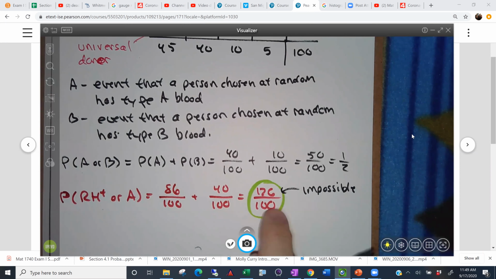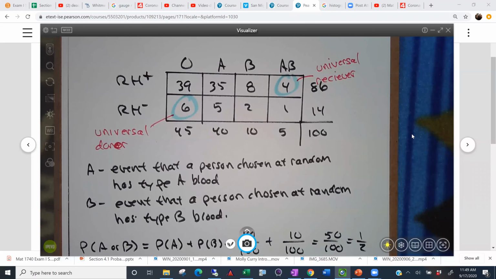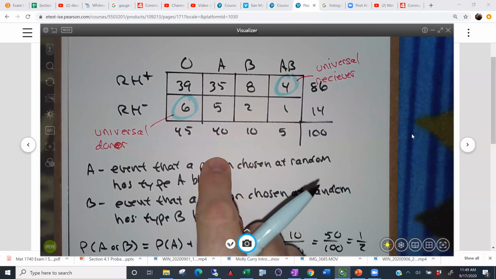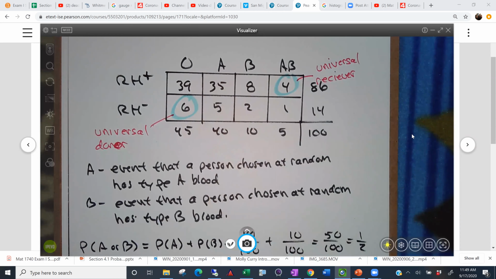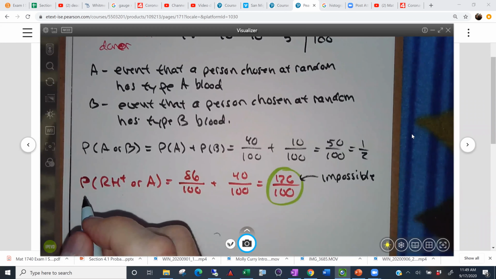So what went wrong here? How come I got something that's impossible? I just redid what I had up here. Because it's double counting. Nice insight. Yeah. Because as we total things up this way and then total things down this way, we double counted where they overlap. So if we subtract that overlap, we can fix this. So let's fix this, and we're going to fix it with something called the general addition rule.